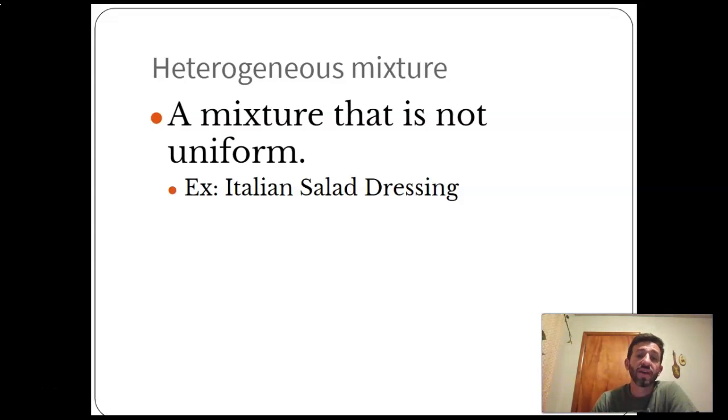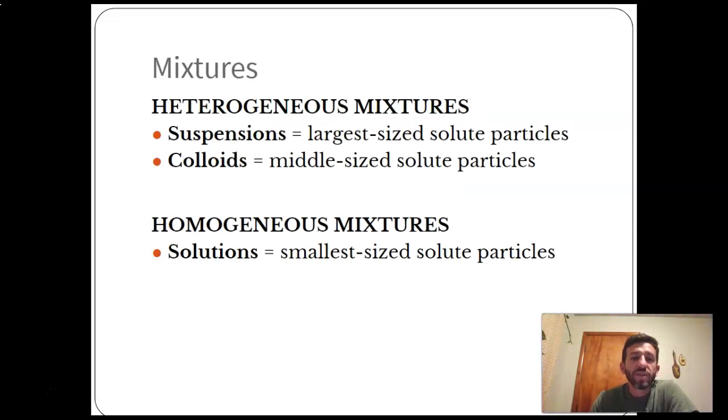A heterogeneous mixture is a mixture that is not the same all throughout. A great example would be Italian salad dressing, or just the salad itself. Any mixture that is not the same all throughout. You can have two types of heterogeneous mixtures. So, suspension. Some of you may have had a medicine where you had to shake it before you took it. You can see the particles kind of float, but then they settle again. So that's a suspension. A colloid is something that looks like it's dissolved, but it's not really. And then homogeneous, everything is dissolved. We have those small size solute particles.